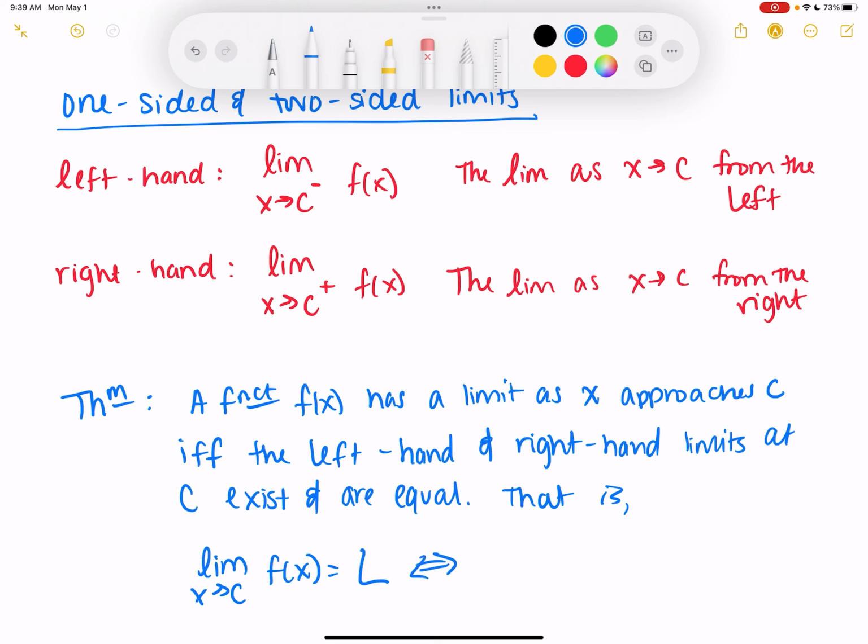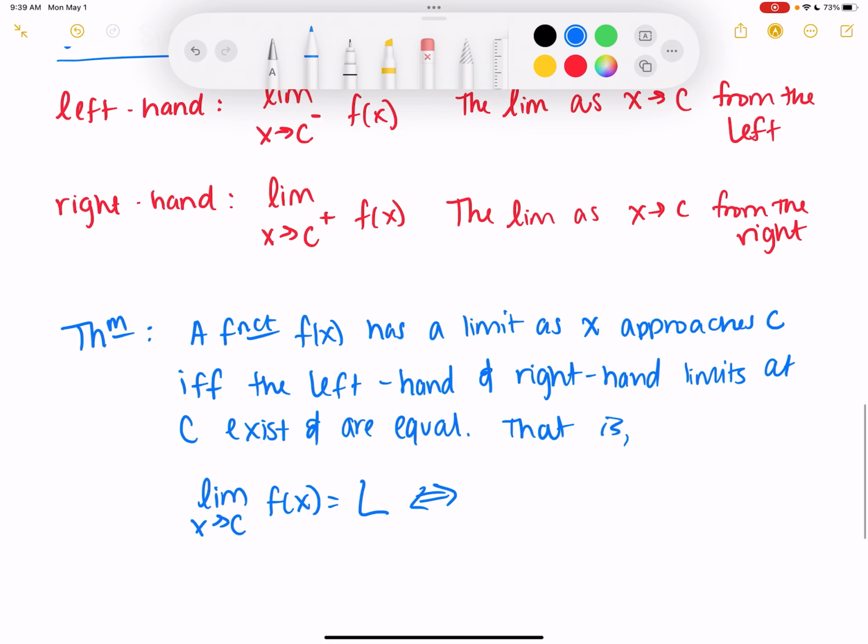If and only if, remember that's a two-sided arrow. It's like going all the way back to geometry. The limit as x approaches c from the left of f of x is equal to L, and the limit as x approaches c from the right of f of x is equal to L.